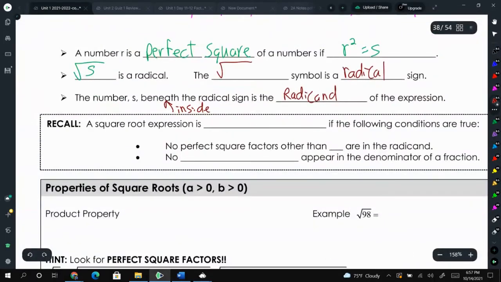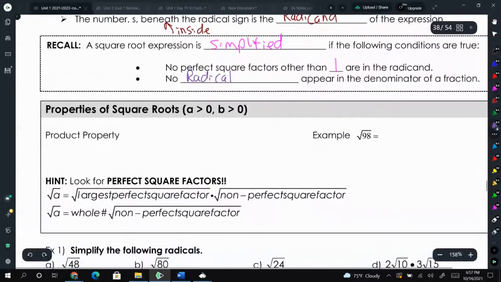Now, a square root expression is simplified if the following are true. No perfect squares other than 1 are in the radicand, or under the square root, and no radical appears in the denominator of a fraction. So that's like proper grammar that we have. We also have proper math, and proper math is to not have a square root or any radical in the denominator. The most common thing we're going to be using is called the product property of square roots.